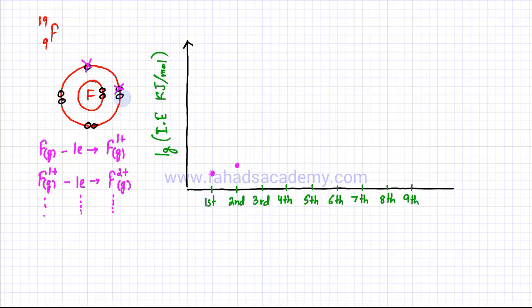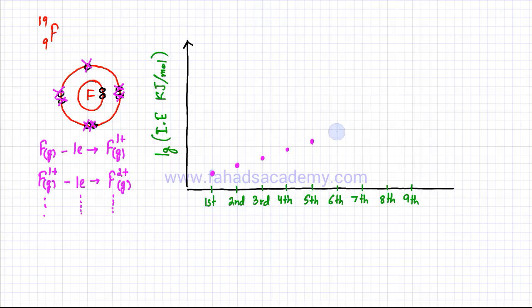Similarly, removing the third electron, there's going to be a slight gradual increase in ionization energy, because nothing has changed except for the positive charge on the ion. So in a similar way, I remove the fourth electron, then I remove the fifth electron, and again there's a slight increase because the positive charge on the ion is increasing.